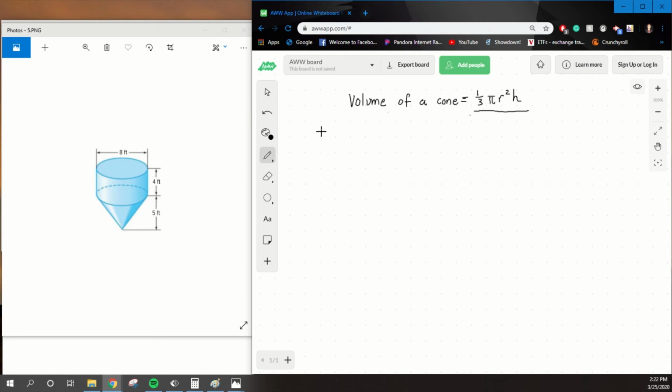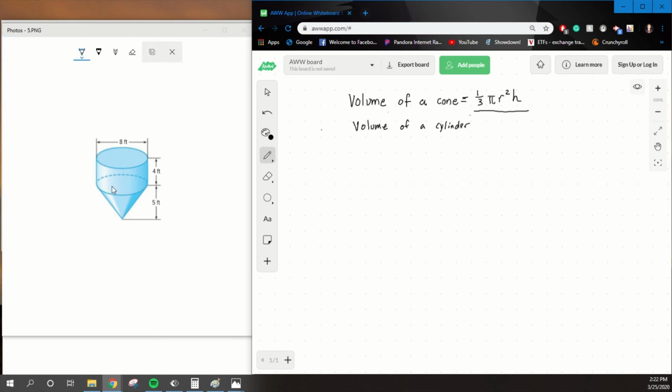Hopefully you remember. The volume of a cylinder, which is our shape we have on top here, is pi r squared, that circle formula for the area, times the height, because all a cylinder is stacked circles. So now that we have both of our formulas that we need here, we can just plug in the measurements they've given us.